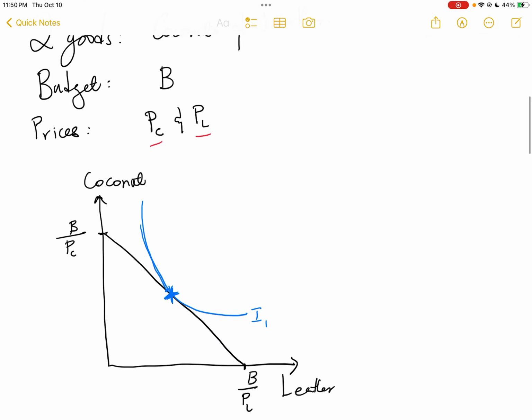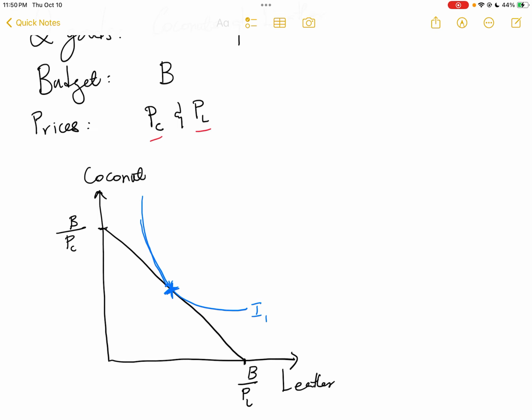I did a little bit of work ahead just to illustrate that tangency point between the indifference curve labeled I1 and the budget line with intercept B over PC along the coconut axis, or the y-axis, and B over PL along the x, or the leather axis.